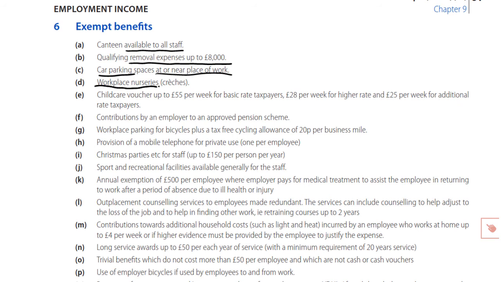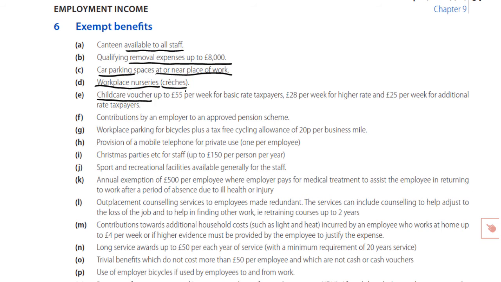Workplace nursery, or creche as we might know it. If the employer operates such a scheme and pays for all of the resources, that is an exempt benefit. Now, of course, it's possible the employer hasn't got their own creche. They don't want that responsibility. Therefore, childcare vouchers may be provided to the employees.